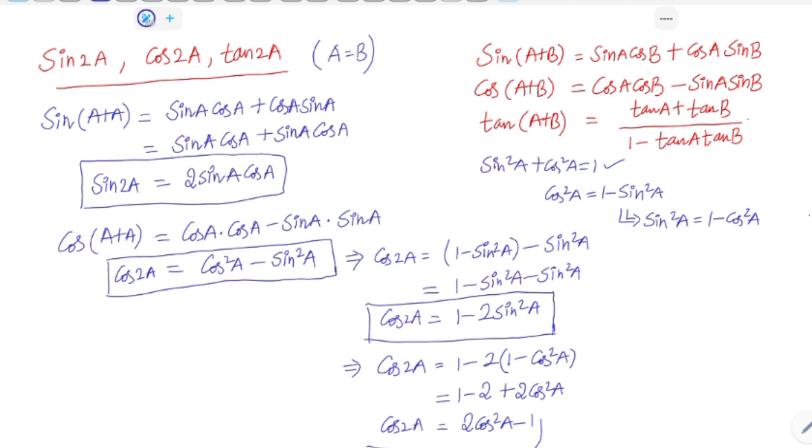Okay. So there are three different formulae for cos 2a. One is cos square a minus sine square a. Second formula is 1 minus 2 sine square a. And third formula is 2 cos square a minus 1. Now we got some relations for sin 2a and cos 2a. Let me go through tan 2a.